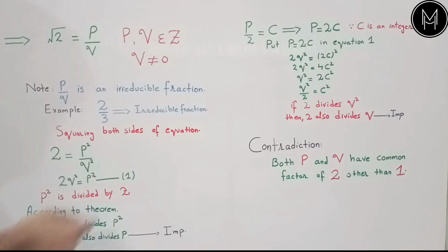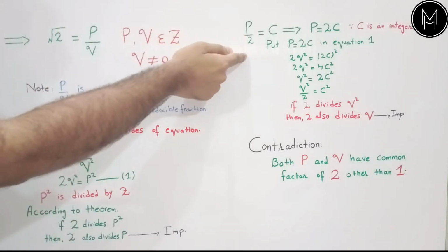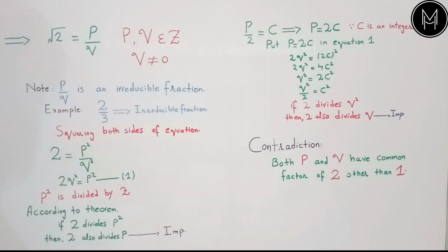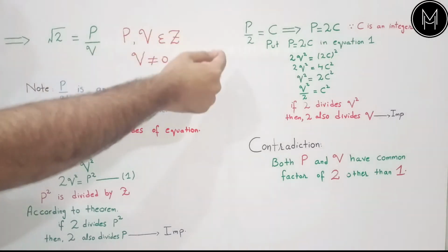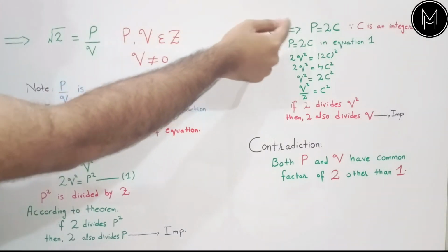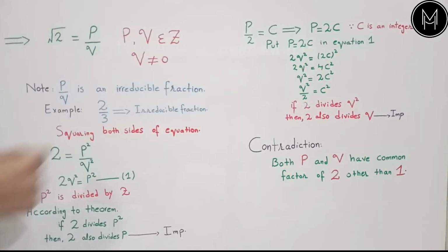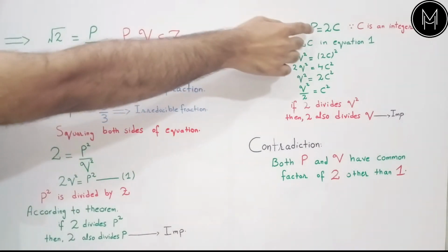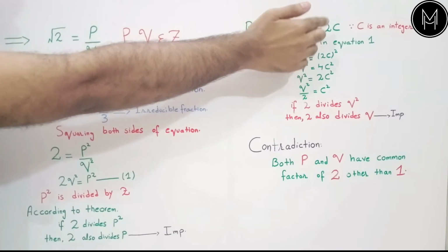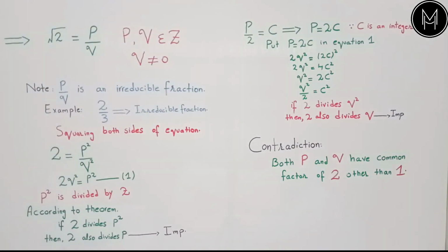As we said that p is divisible by 2, as a result of the division of p by 2, we will get some integer. So we can say p by 2 is equal to c, where c is some integer. From this expression, we make the equation p is equal to 2c. Now the next step is, we will put p is equal to 2c in our first equation, that is p square is equal to 2q square.